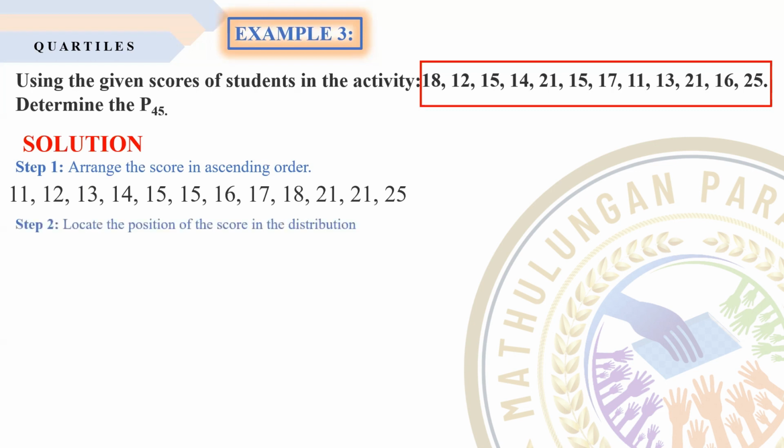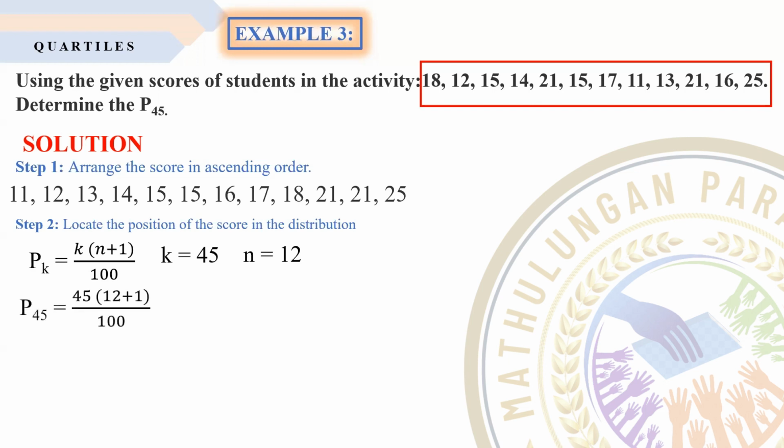And proceed tayo sa second step. Locate the position of the score in the distribution. So again, percentile yung hinahanap natin, kaya gagamitin natin ay yung formula ng percentile na P sub k is equal to k times the quantity of n plus 1 all over 100. Ang value ng k natin ay 45. Bakit 45? Kasi yung hinahanap natin is the 45th percentile. At yung n natin, kasi same data lang din naman tayo, kung bibilangin mo lahat ng data, there are 12. 2, 4, 6, 8, and 12.